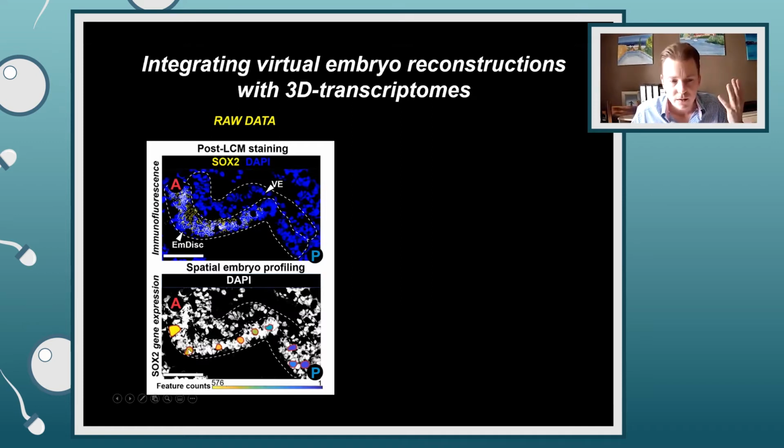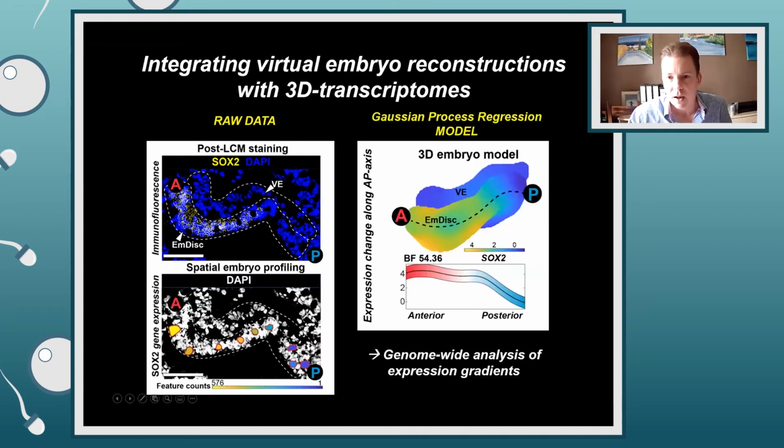The raw signal, the raw feature counts from the RNA sequencing, and you can see this sort of gradient going through here. And what we have then done is we've used a statistical model called Gaussian process regression to fill in the missing gaps, and we can fill in the whole 3D space with these gene expression profiles. And the very exciting thing about this is now we have a tool to systematically find gradients, correlations, anti-correlations for all the genes in the primate embryo.